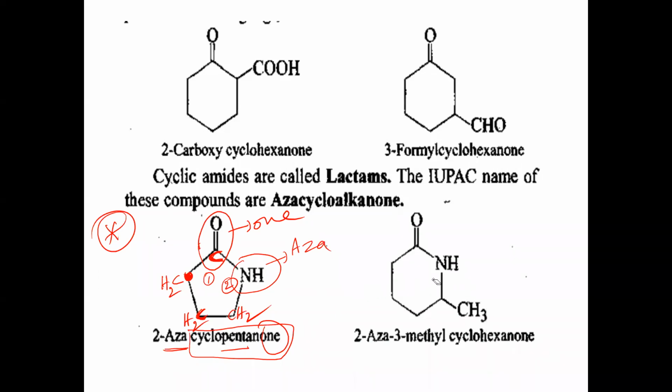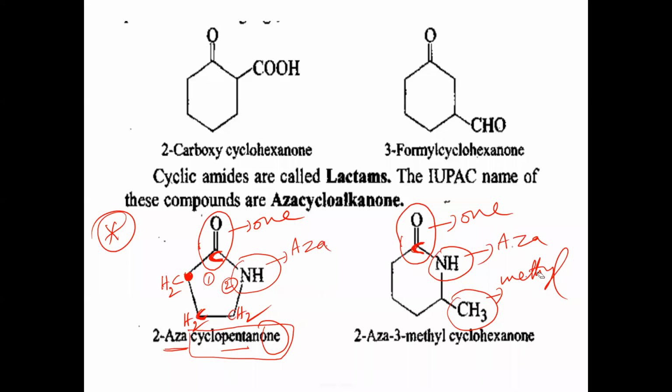Next. In this case, check it here. Here also it is a ketone, C double bond O. For the ketone, what name should be given? ONE, the principal functional group. And for this NH, AZA. And what is the CH3 group? Methyl.